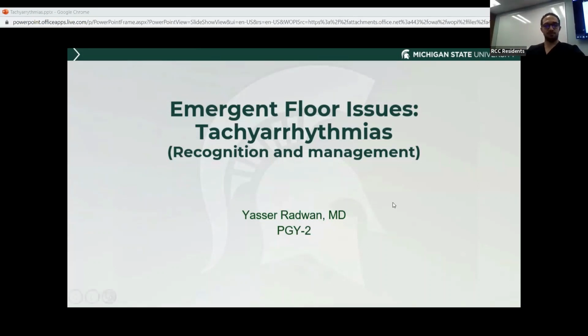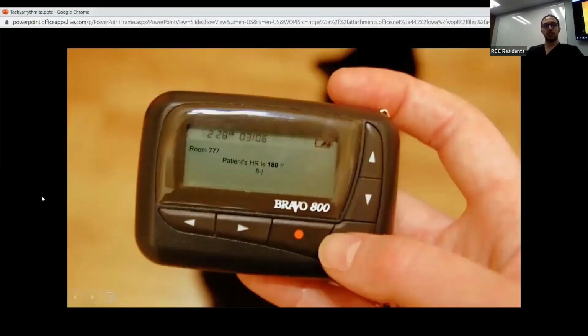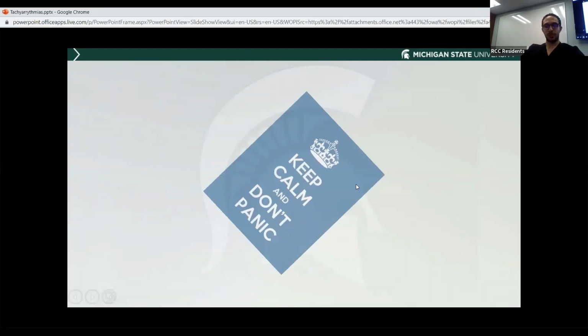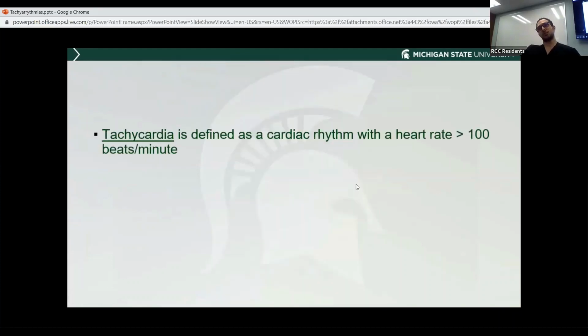So when you get this page overnight or during the day, whenever you're on call, the nurse is freaking out, the patient's heart rate is 180. So first step is that you don't freak out as well. Just take your time to think and remain calm.